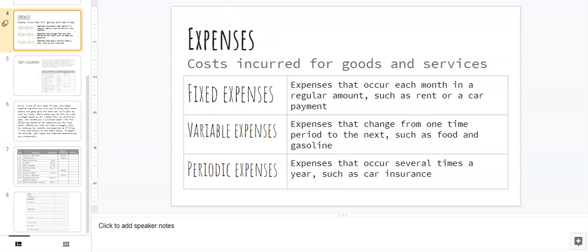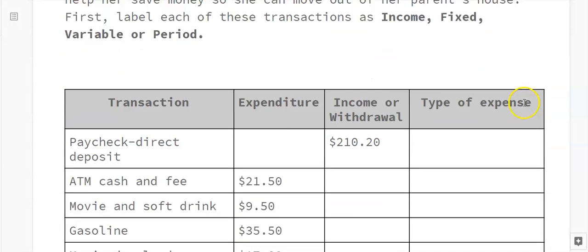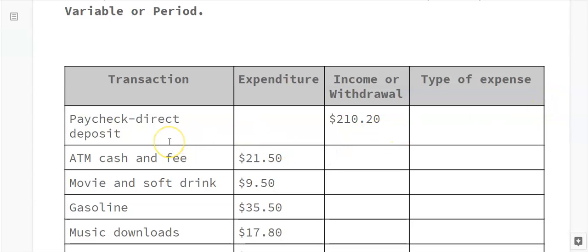So that's what we're going to do today. We're going to go through the transactions Maria has, and we're just going to label them as being either income, a fixed expense, a variable expense, or a period expense. So we're going to go back down. These are the transactions that she had. It's just like yesterday's assignment.